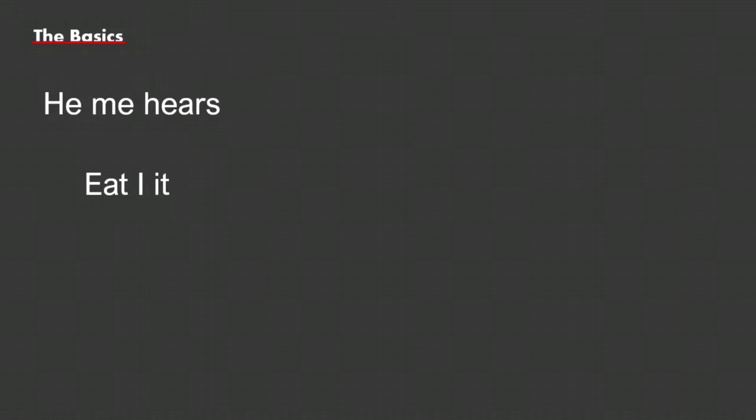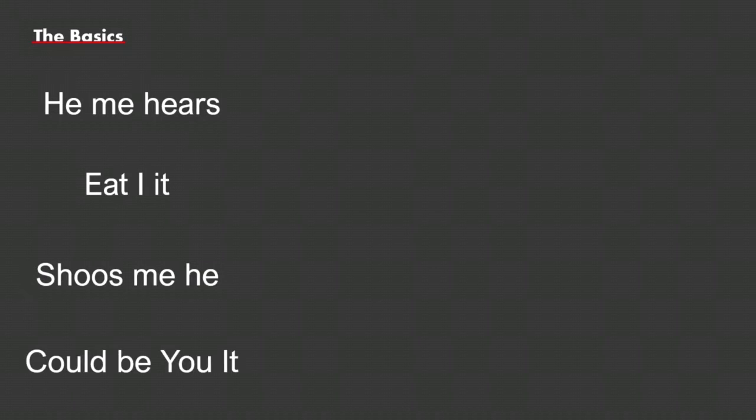So through some example sentences: he, me, hears; eat, I, it; shoes, me, he; could be, you, it. We can determine 3 different parts. The verb, of course, is hears, eat, shoes, and could be. However, here's the fun part. We can actually determine from this which are the subject and object. Just by looking at it, you can probably figure out what the sentence should be in normal word order.